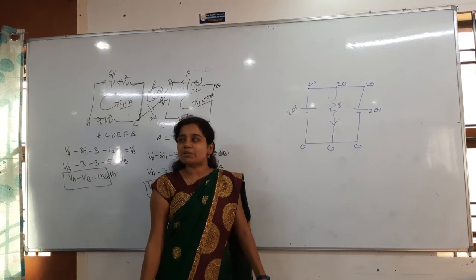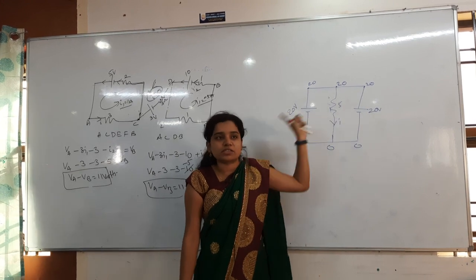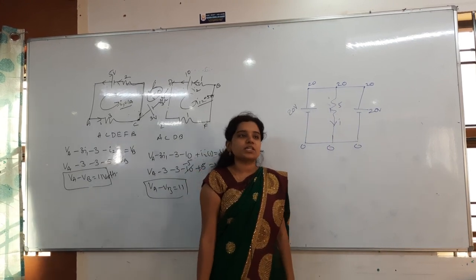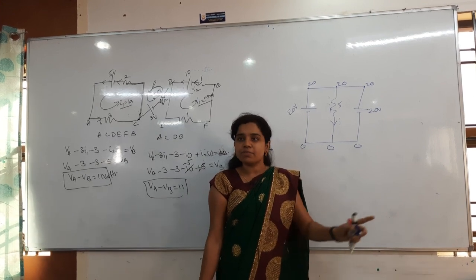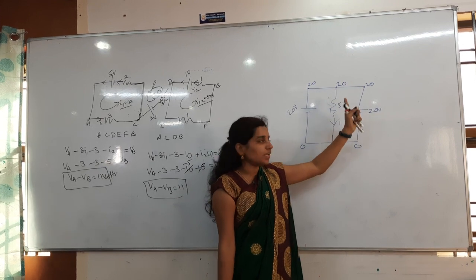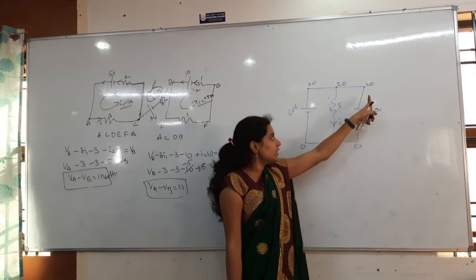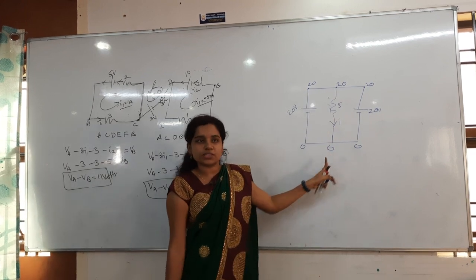Some of the people might be thinking that you will get 40. That's wrong. Which combination is this? Parallel combination. In a parallel combination the potential is the same. Currents will be different, potential will be same. That current only you have to find out. So here this is 20, this is also 20, this is also 20, and here 0 potential is there.